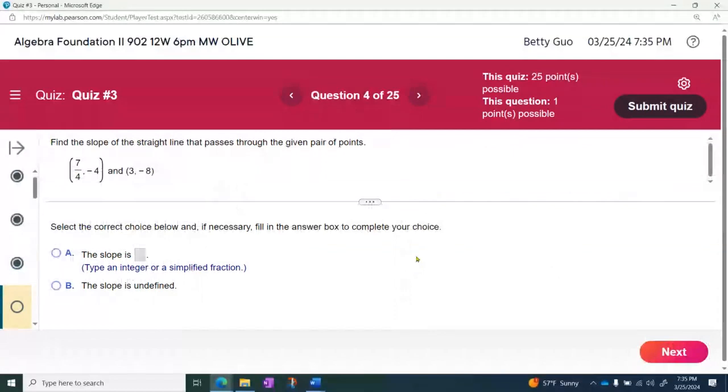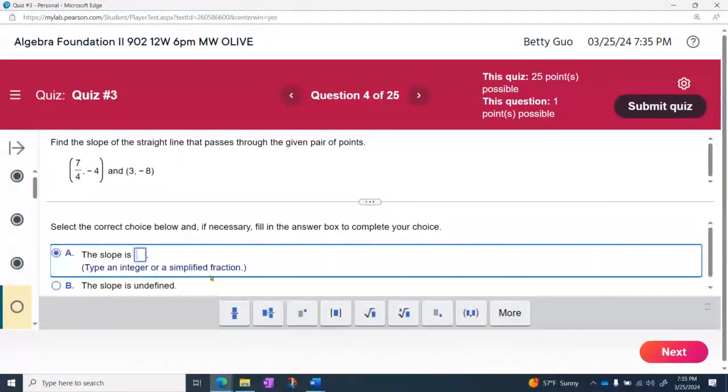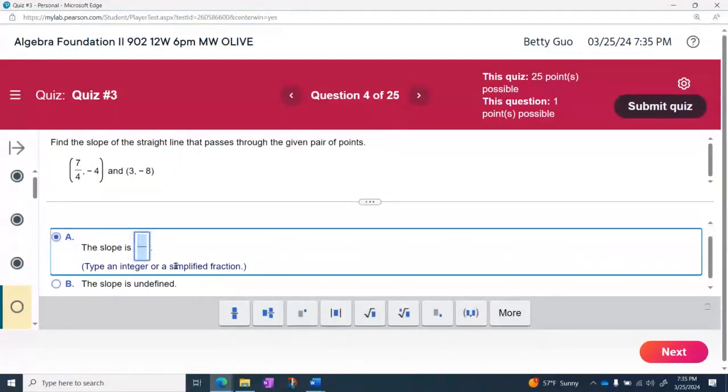Find the slope of the straight line that passes through the given pair of points. Okay? Let's see what's the slope. The slope is going to be rise over run. The rise, I'm going to use negative 8 minus negative 4. Negative 8 minus negative 4, you should have that on your scratch paper. Negative 8 minus negative 4 is the same as negative 8 plus 4. So it's going to be negative 4.